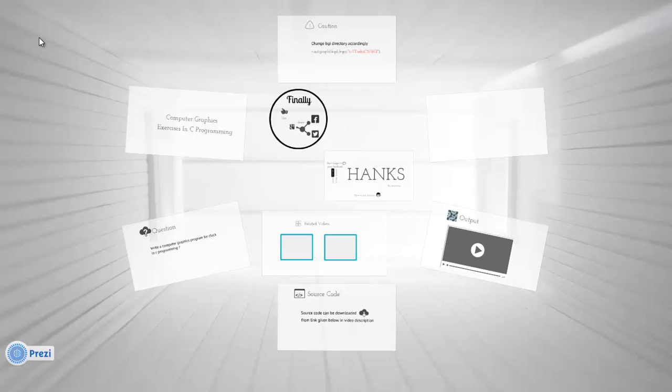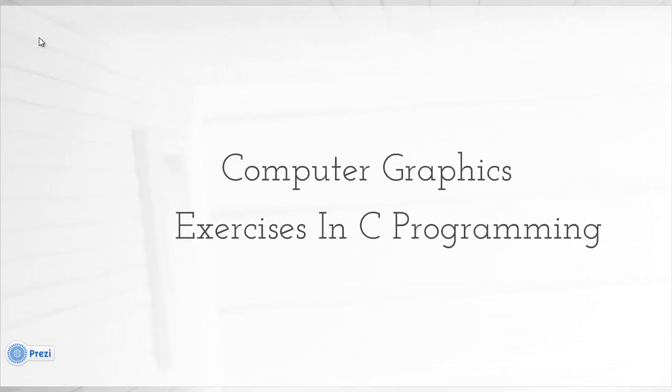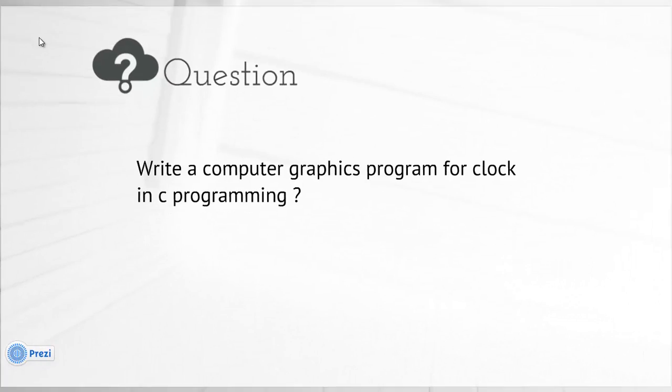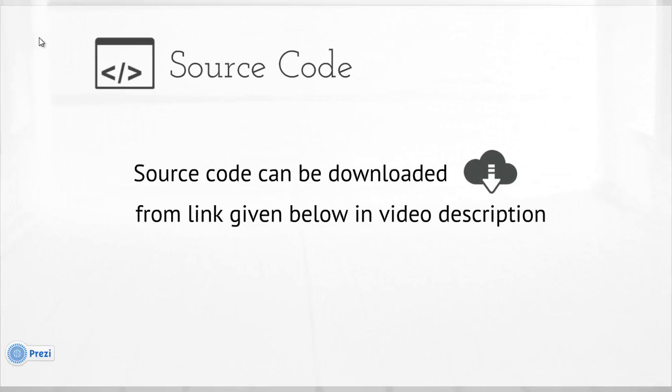Hey guys, in this video series, we will discuss some of the computer graphics exercises in C programming. Today's question: write a computer graphics program for a clock in C programming. Source code can be downloaded from the link given below in the video description.